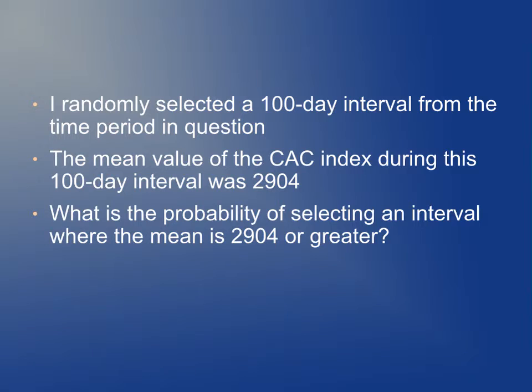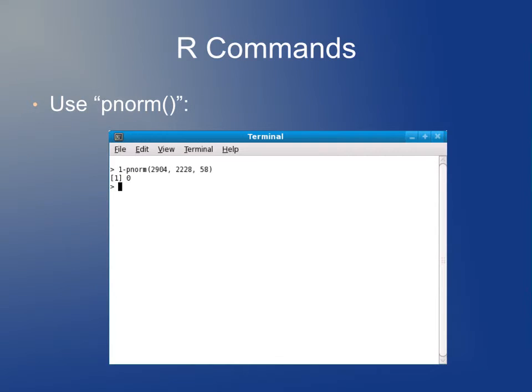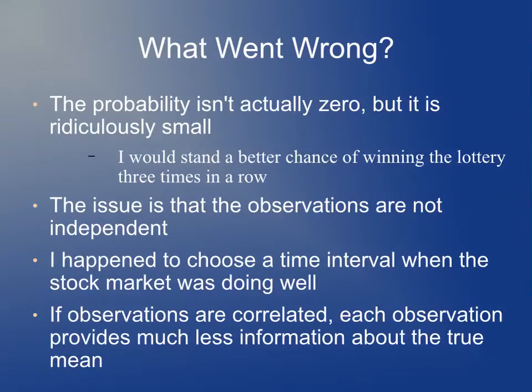So I randomly selected a 100-day interval from the time period in question. The mean value of the index during this 100-day interval was 2,904. So what's the probability that I managed to randomly select a 100-day interval with a mean of 2,904 or greater, assuming the true mean is 2228 with standard deviation 58 as I calculated on the previous slide? Well, I plug that into the pnorm command in R, and I get a value of 0. The true probability isn't exactly 0, but it's ridiculously tiny. Like, we're talking 10 to the minus 100 or something like that.